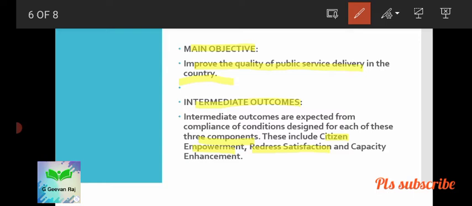And the third and the final outcome is capacity enhancement. So the government or the organization should be able to enhance its capacity to meet the grievances and the needs of their clients. All these are the three intermediate outcomes of Sevattom framework.